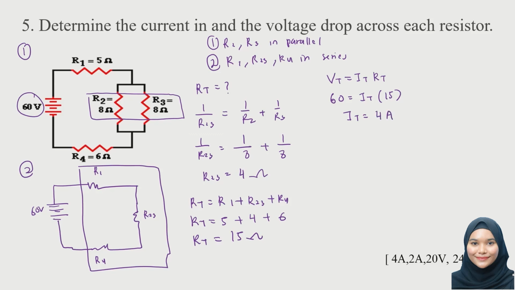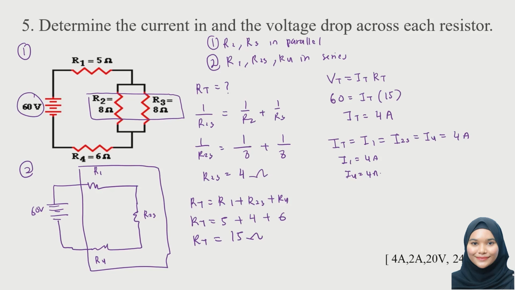Okay, now as we know R1, R2, R3 and R4 are in series. So when they are in series, they will share the same current as well. Total current equals the current that flows through resistor 1, which is the same as the current through resistor 2, 3 and resistor 4, which is 4 ampere. So we know our I1 is 4 ampere, our I4 is 4 ampere.